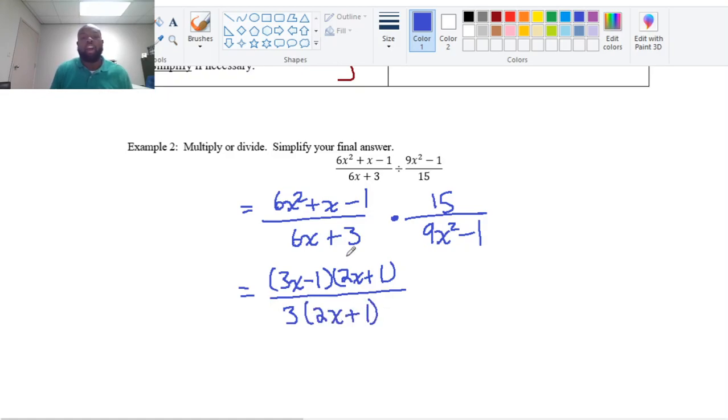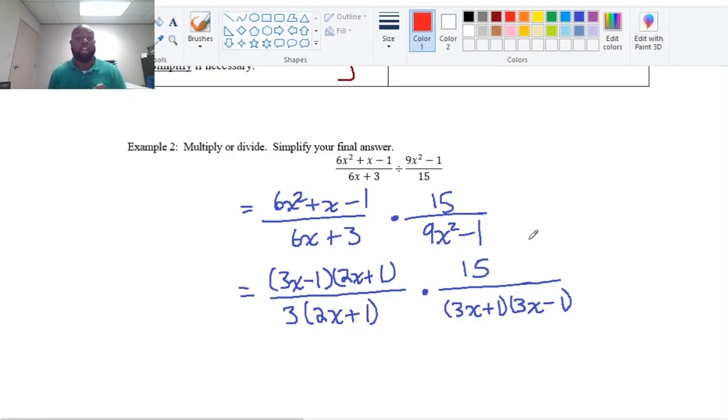In this denominator, I'm going to factor out a 3. I'll be left with a 2x plus 1. I'm going to leave my 15 here. This is a difference of squares. This is a 3x squared, and that's a 1 squared. And so by the formula of a difference of squares, I can factor that into 3x plus 1 times a 3x minus 1.